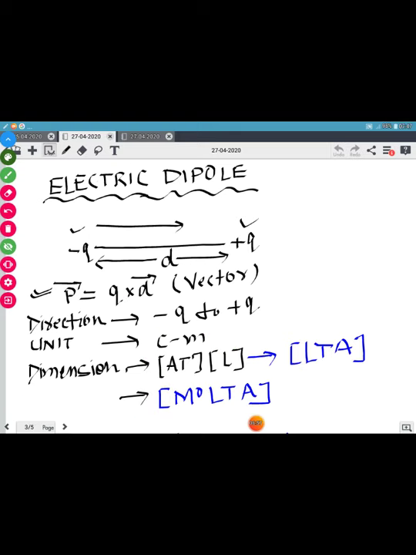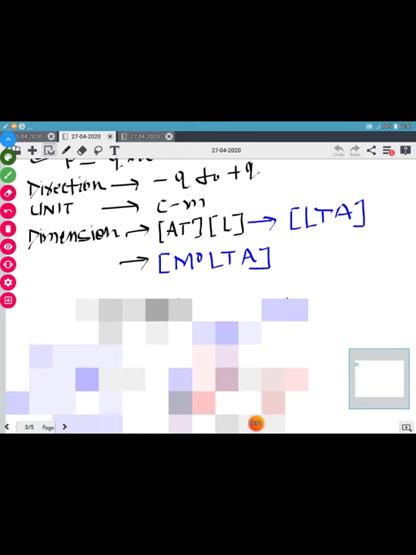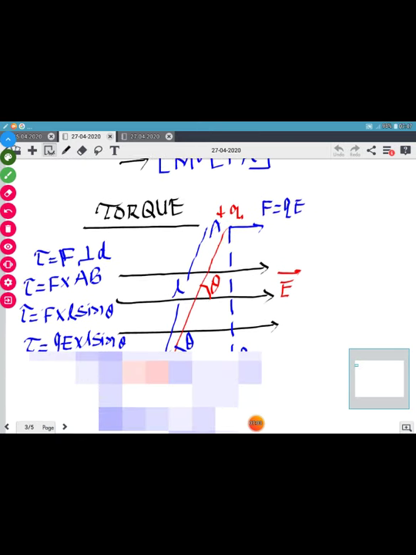So this is all about electric dipole and electric dipole moment. Now see what is the torque.